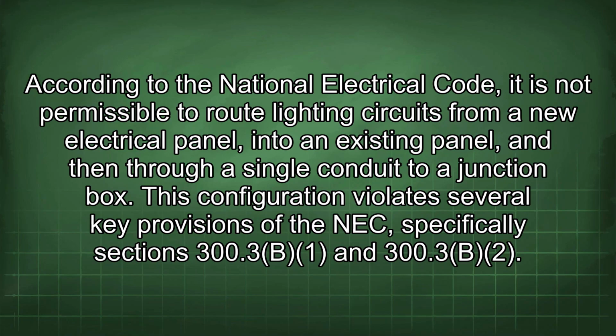According to the National Electrical Code, it is not permissible to route lighting circuits from a new electrical panel into an existing panel and then through a single conduit to a junction box. This configuration violates several key provisions of the NEC, specifically sections 300.3(B)(1) and 300.3(B)(2).